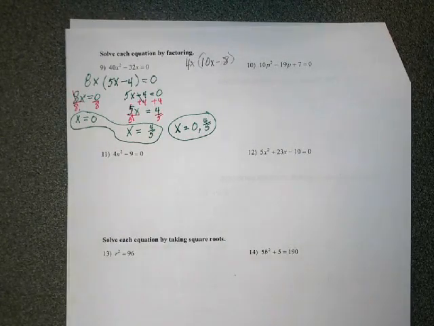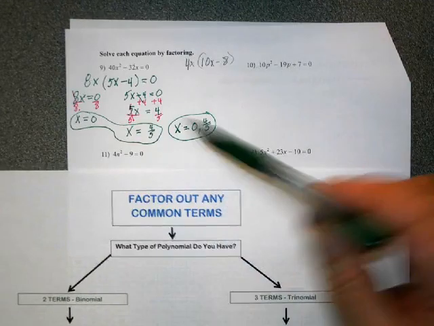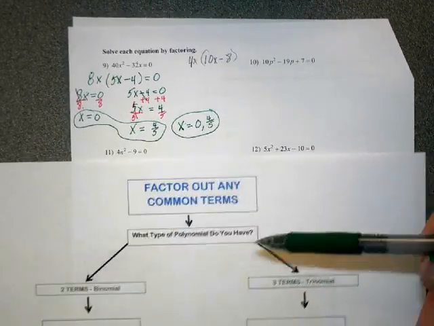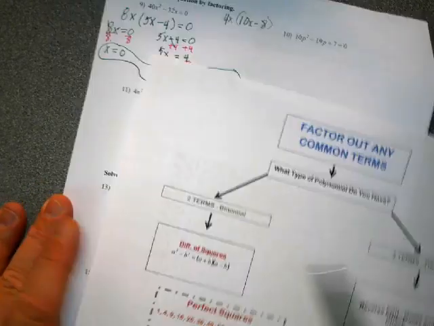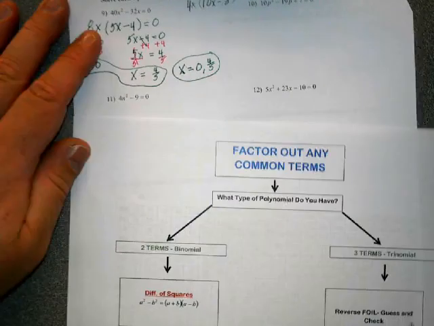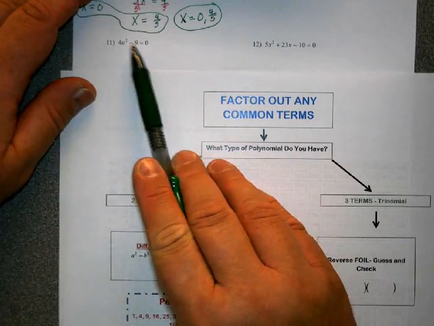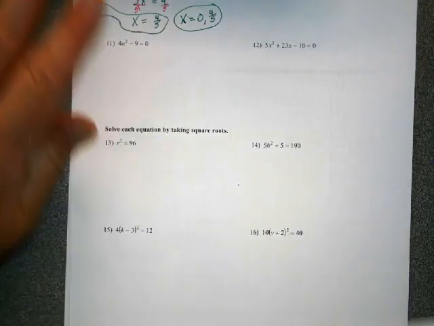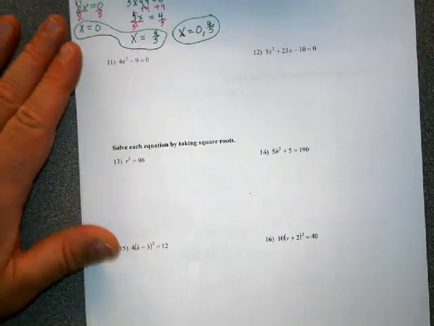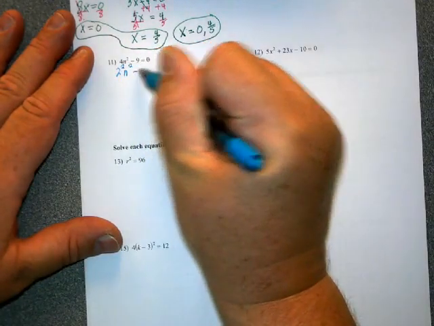Okay, looking at number 11, can I factor out any terms? Nope. What type of polynomial do I have? It's a binomial, 2 terms. Is it a difference of squares? If you look at your squares, there's a 4 and a 9. So yes, it is a difference of squares. So I'm going to write it as a difference of squares. 2 squared n squared minus 3 squared equals 0.